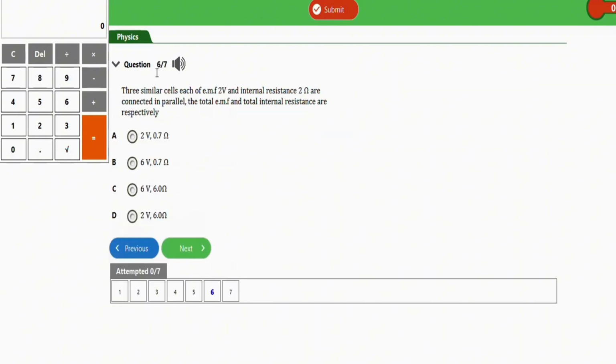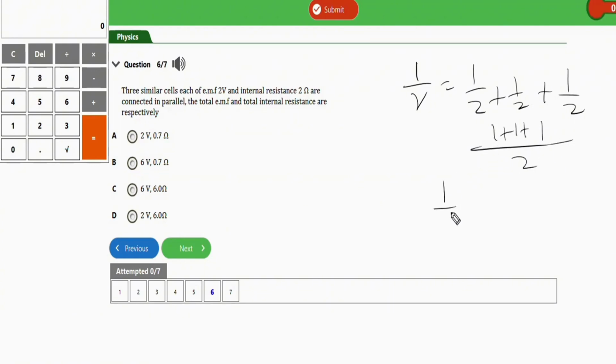Next question will be this one. It says 3 similar cells, each of EMF 2V and internal resistance 2 ohm, are connected in parallel. We are talking about parallel connection again. The total EMF and total internal resistance are respectively. Since it's parallel connection, the total EMF will remain 2V. For internal resistance, 1 over R equals 1 over 2 plus 1 over 2 plus 1 over 2. LCM is 2, so you have 1 plus 1 plus 1. So you're left with 1 over R equals 3 over 2.